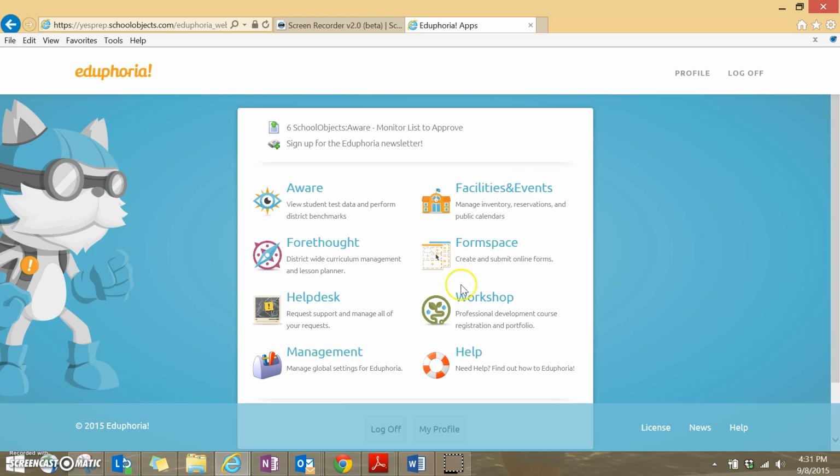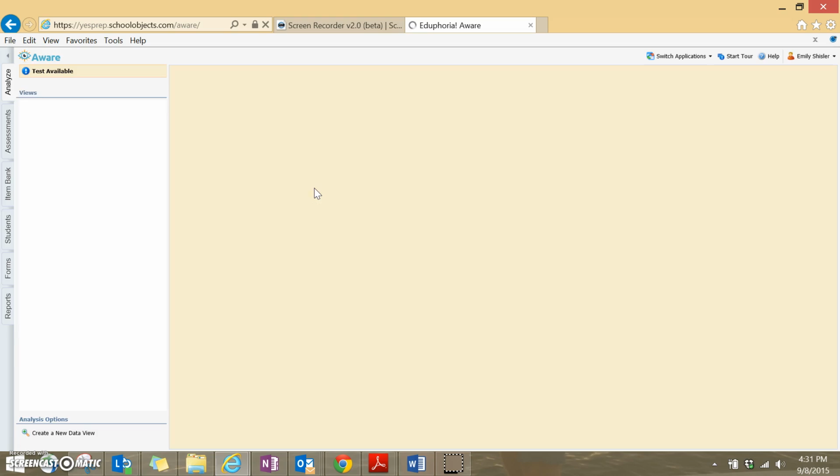You may or may not have all of these options. I have unlimited district access to do all sorts of crazy things, but you're going to want to log into Aware. Once again, your view is going to look a little bit different from my view because I have access to all of the data for the whole system. So if you care about a 7th grade science test, you just let me know.